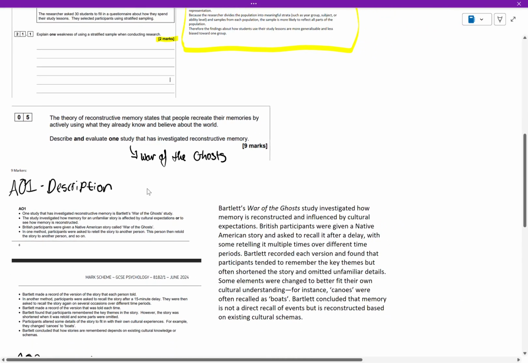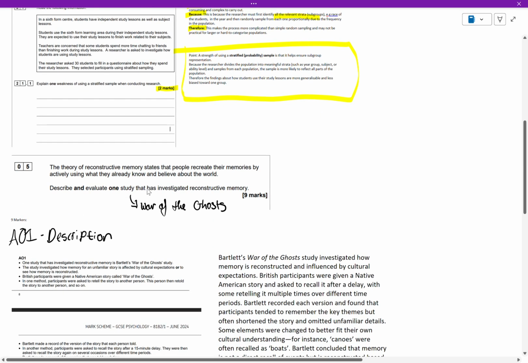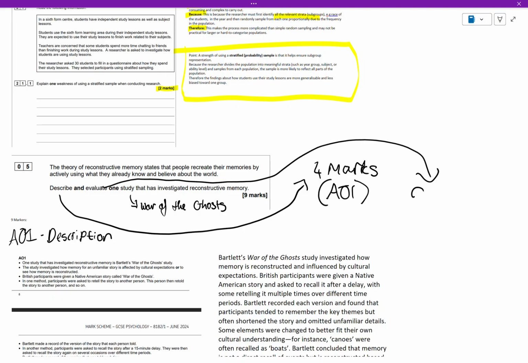So firstly, every single 9 marker that you'll come across will always ask you to describe and evaluate. Like we've just done before, evaluate is PBT. So this is split up into, not halves, but for our description. So our description is worth 4 marks. And this is our AO1 marking criteria. And our evaluation is, believe it or not, worth 5 marks.